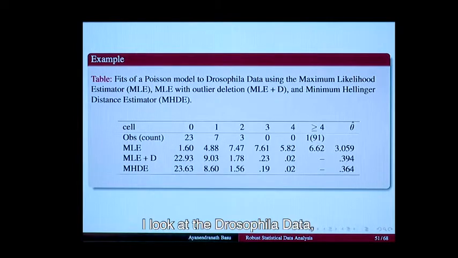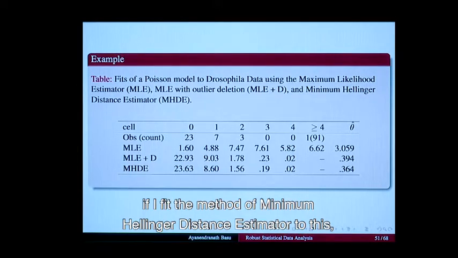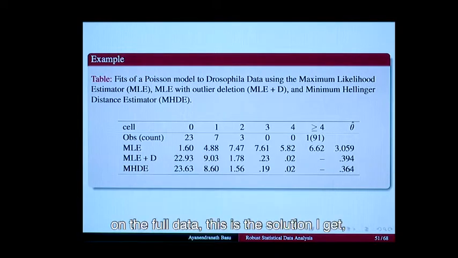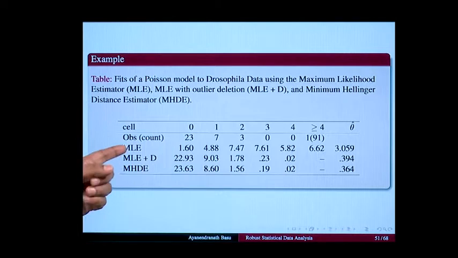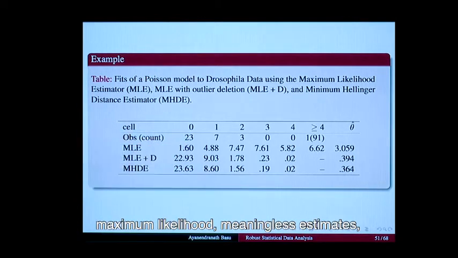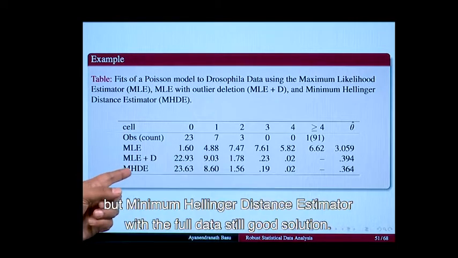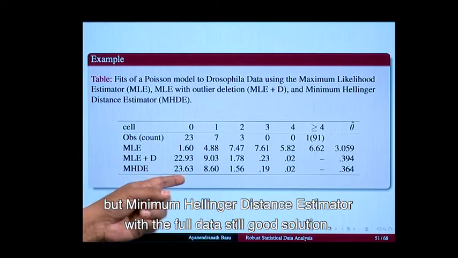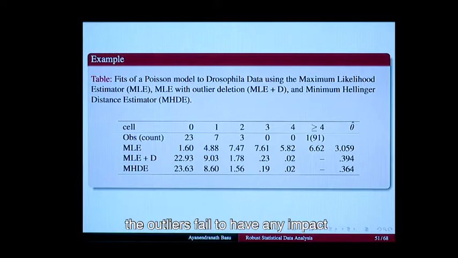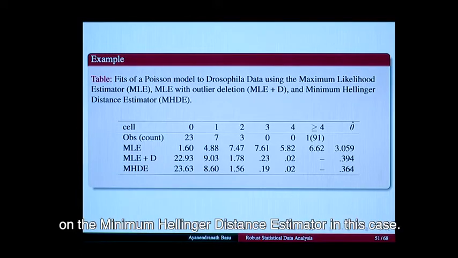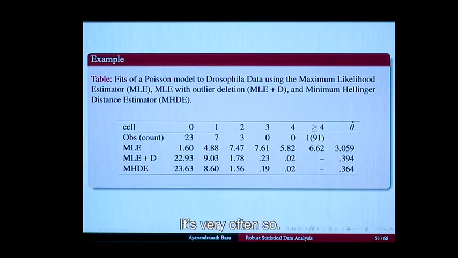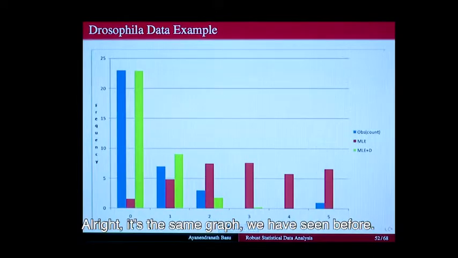And just for illustration, I look at the Drosophila data we looked at some time back, which had one very big outlier which made maximum likelihood completely useless. If I fit the method of minimum Hellinger distance estimator to this on the full data, this is the solution I get. Maximum likelihood, meaningless estimates, maximum likelihood with outlier deletion, good solution, but minimum Hellinger distance estimator with the full data, still good solution. So, the outliers fail to have any impact on the minimum Hellinger distance estimator in this case, and it is very often so. It is the same graph we have seen before.